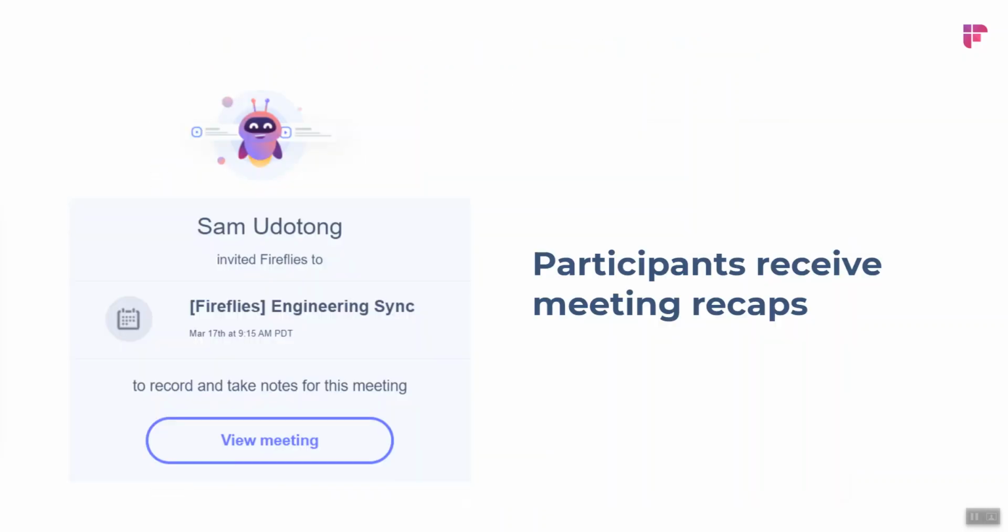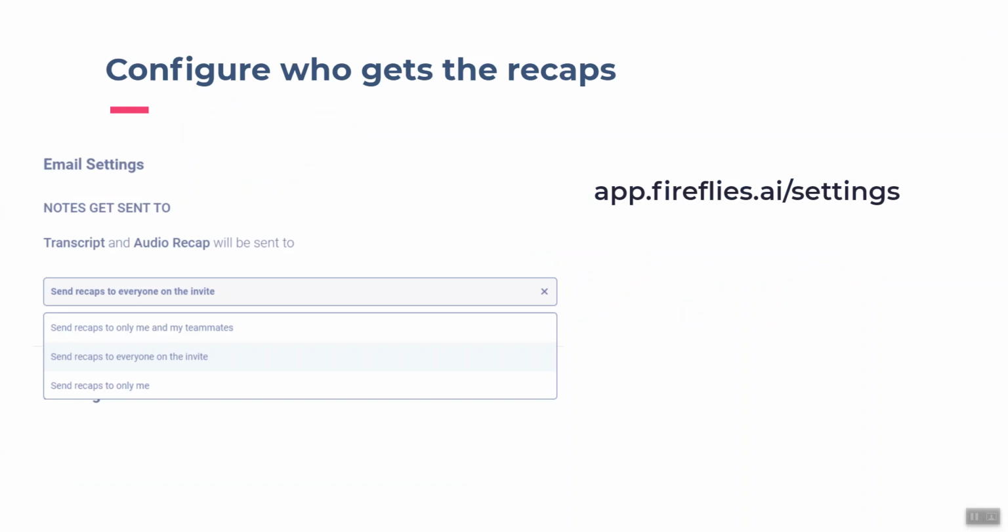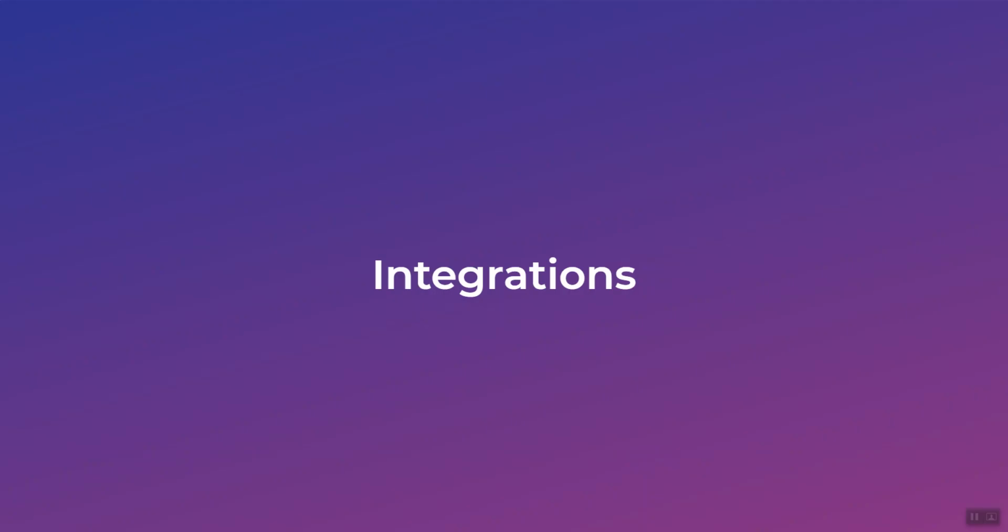A recap will also be sent right after the meeting once it's processed. It takes about 10 to 15 minutes after the meeting for Fireflies to process the transcript and send that out to you. And you can also configure who that recap gets sent to. Maybe you only want it to be sent to yourself. You might want to have it sent to your teammates or everyone that was a participant in the meeting. You can do that in app.fireflies.ai/settings.